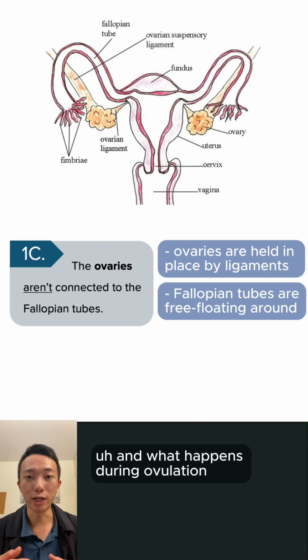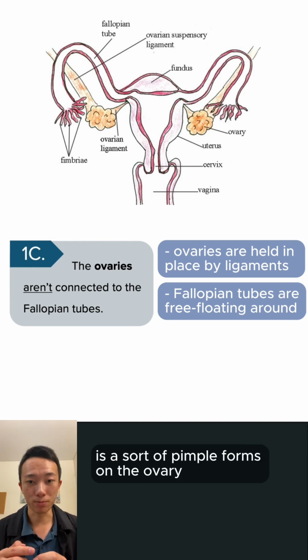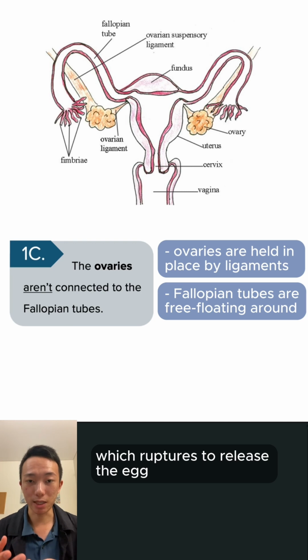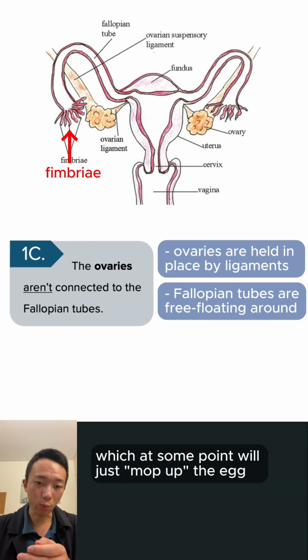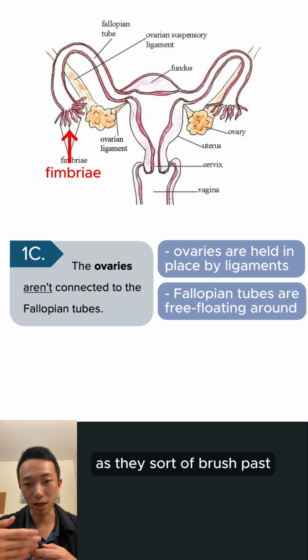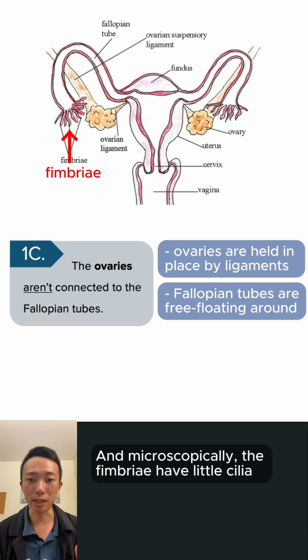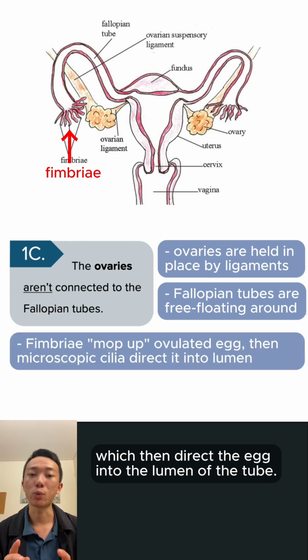And what happens during ovulation is a sort of pimple forms on the ovary, which ruptures to release the egg. And the fallopian tubes have these finger-like projections on the end called fimbriae, which at some point will just mop up the egg as they sort of brush past. And microscopically, the fimbriae have little cilia, which then direct the egg into the lumen of the tube.